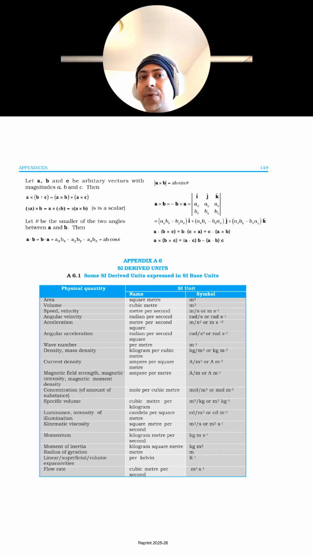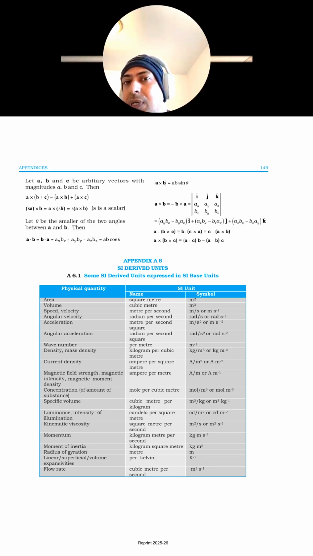So for describing area, the derived unit is meter square. You see, meter square. So see, some SI derived units are expressed in SI base units. So the derived unit area is mentioned in meter square in terms of the base unit, right?